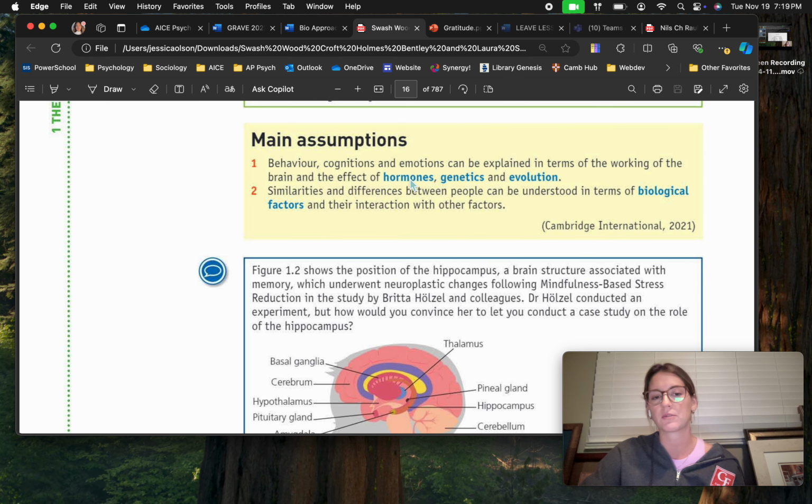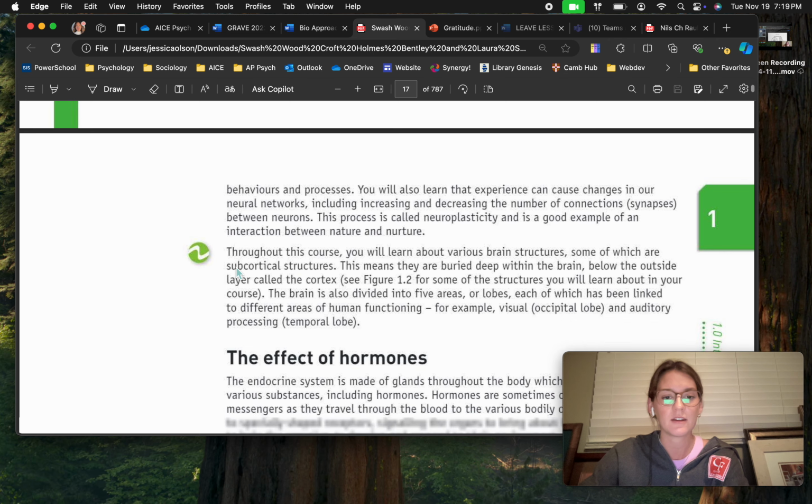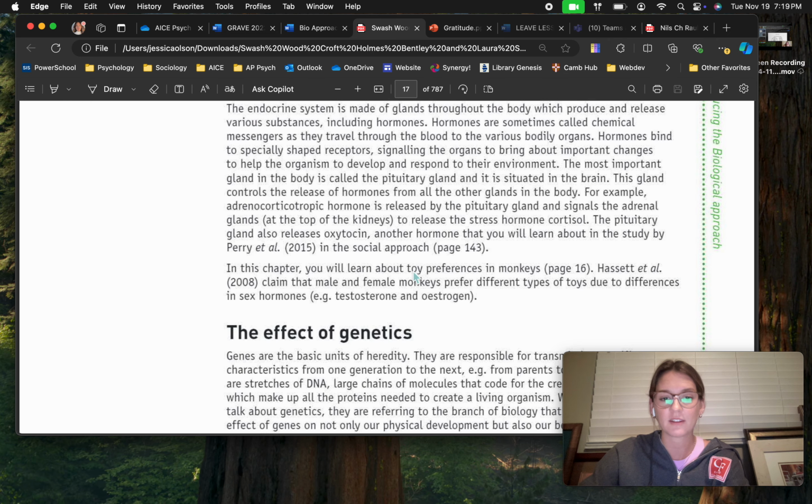So if we were to just stick with the first assumption, we would outline one of the assumptions. We would say behavior can be explained in terms of the brain, the body, and hormones. And then you could say something like, Hassett, it was the finding. So you could say that male and female monkeys preferred different types of toys due to differences in sex hormones.